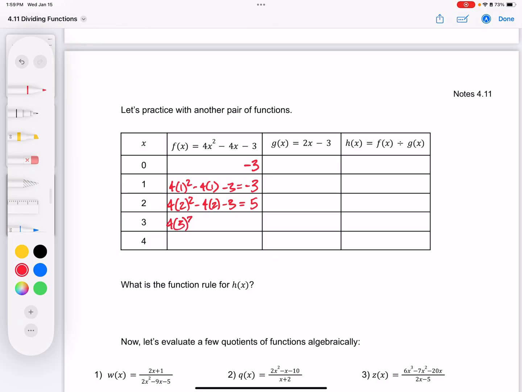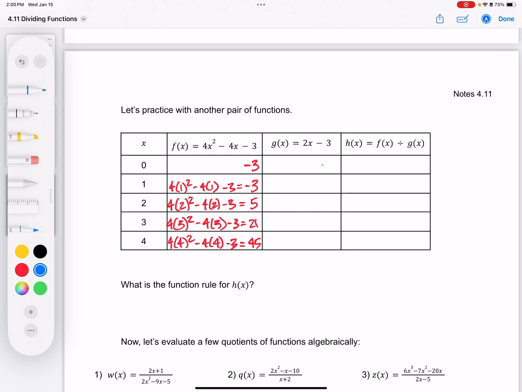Now I have 4 times 3 squared minus 4 times 3 minus 3. This is going to be 9, so 4 times 9 is 36. 36 minus 12 is 24. 24 minus 3 is 21. And lastly, I've got 4 times 4 squared minus 4 times 4 minus 3. This one's going to be 4 times 16. This is 64 minus 16, which is 48. 48 minus 3 is 45.